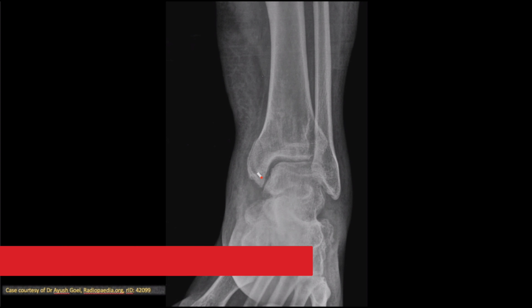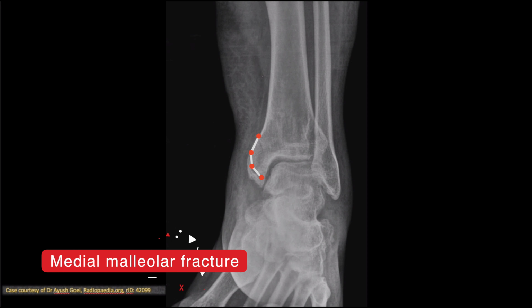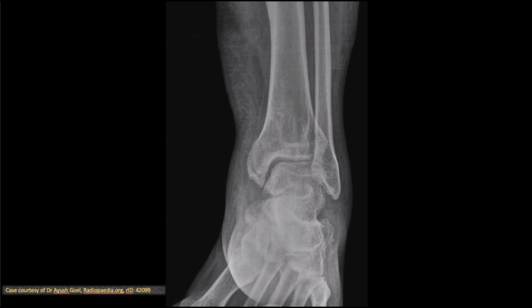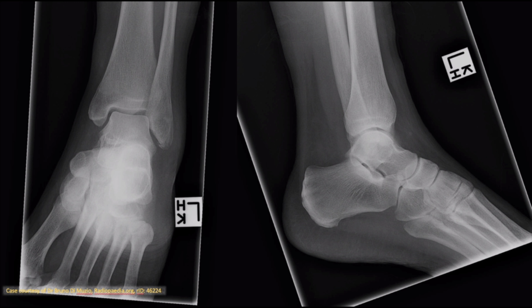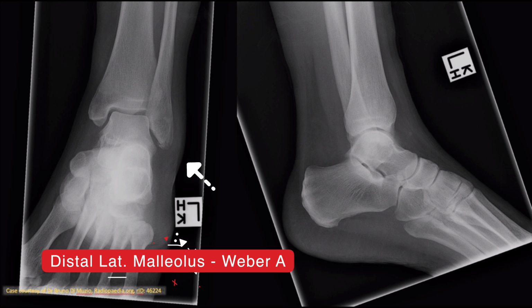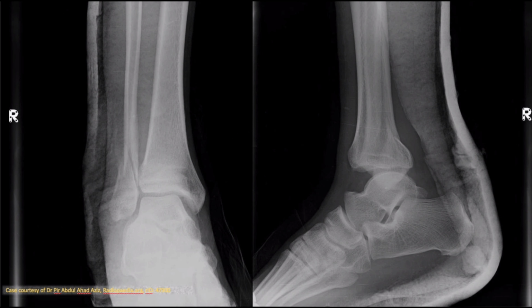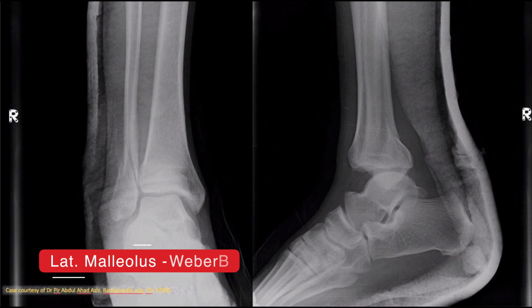This radiograph demonstrates an undisplaced fracture of the medial malleolus with no other bony injuries. Notice the significant overlying soft tissue swelling. Here, there is a minimally displaced transverse fracture through the distal fibular epiphysis, in keeping with a Weber A fracture. On this radiograph, there is a spiral fracture of the lateral malleolus, with slight lateral displacement of the distal fractured fragment, in keeping with a Weber B fracture.